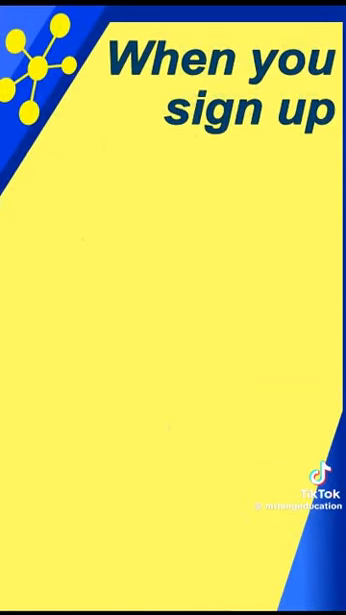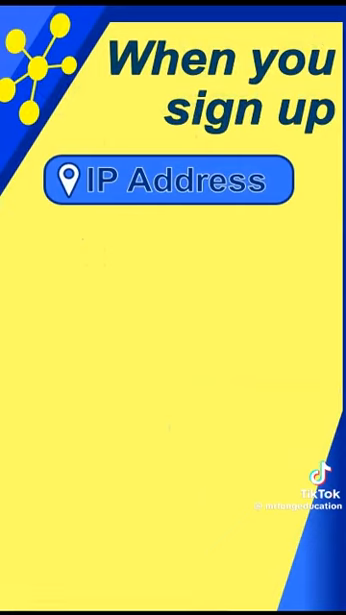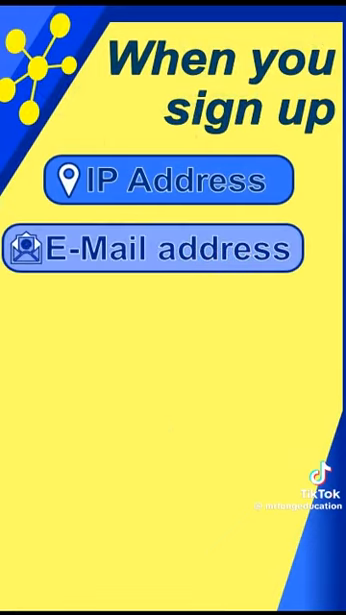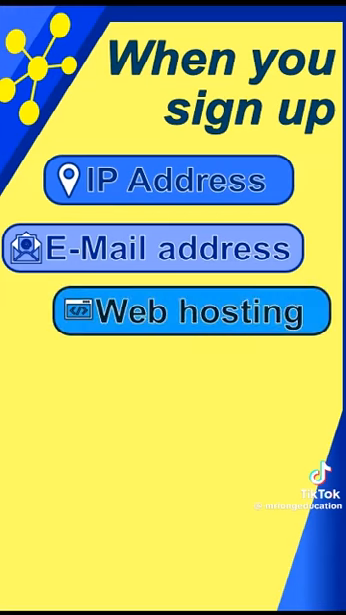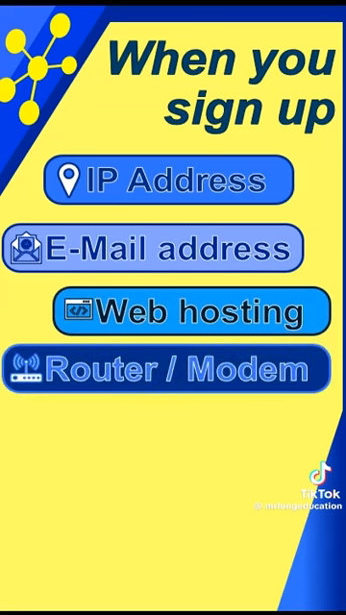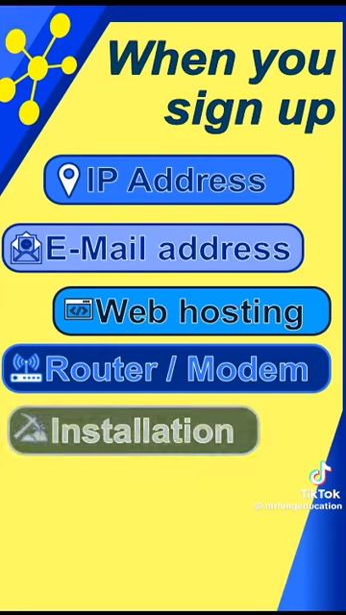When you sign up for an ISP, they will assign you an IP address for their network. They sometimes provide other services like giving you an email address or even web hosting if you have a website that you want to put onto the internet. Some contracts will include a free or discounted modem or router, which allows you to connect to their specific type of network. And they may provide installation of any cables or equipment that is required for your connection.